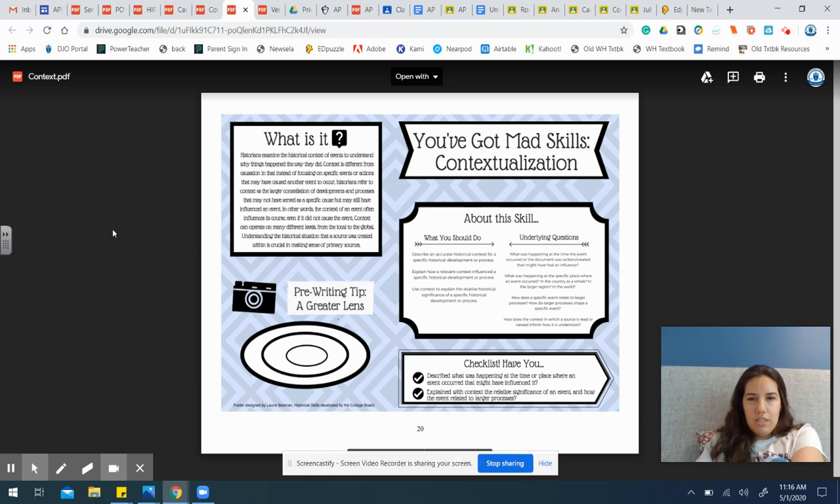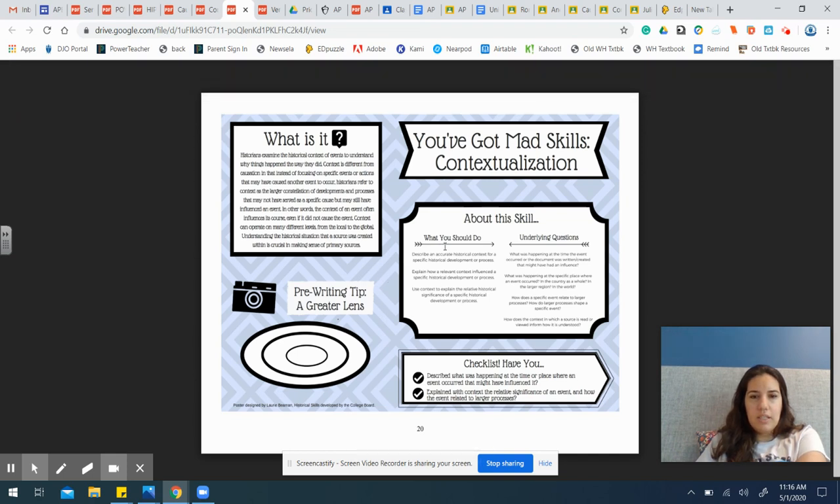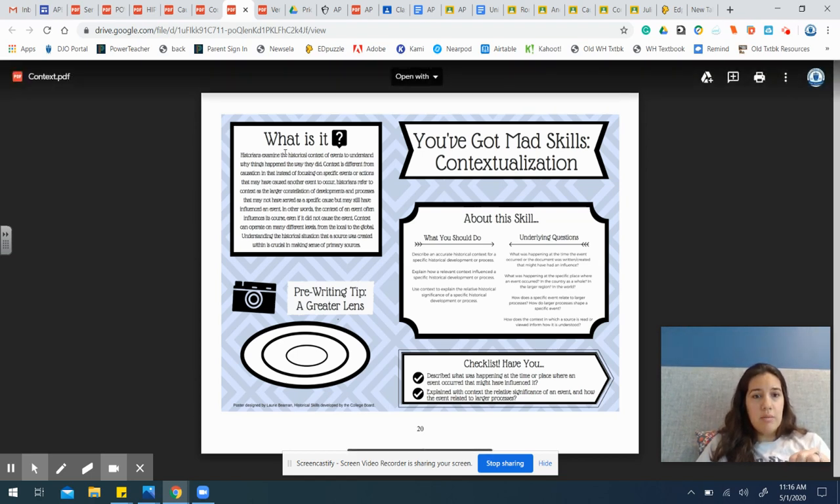Like if you just don't understand what contextualization is, I have this good thing here on tips about the skills. So basically what you should do is describe an accurate historical context for a specific historical development or process. So basically what that means is what was happening at the time of the event when it occurred, or the document was written or created that might have had an influence on this time period. So historians examine the historical context or events to understand why things happened the way that they did.